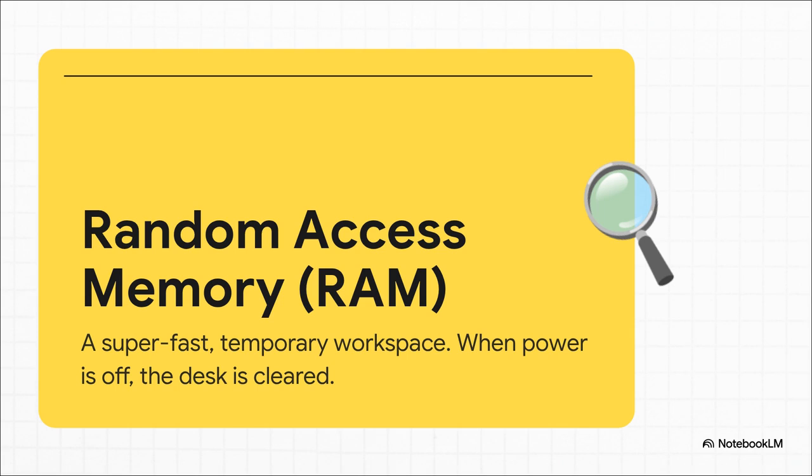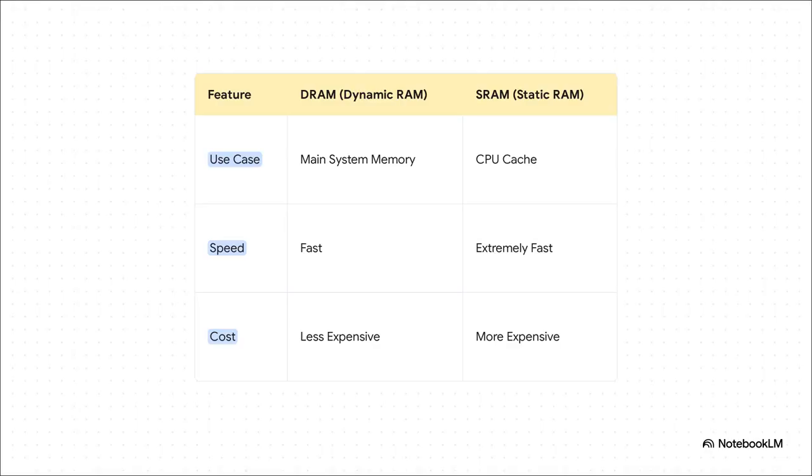It's where you put all the stuff you're actively working on: a document, a web browser, a video game. The computer pulls them out of long-term storage so you can access them in a flash. RAM is incredibly fast, but, and this is a big but, it's also temporary, or volatile. The moment you turn off the power, the entire desk gets wiped completely clean. Poof, gone.